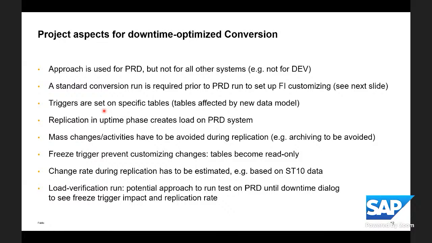The software update manager has to consider the end user activity. This is done by triggers. So on specific tables that are undergoing the data conversion, the software update manager will set triggers. And in the uptime phase, based on those trigger activities, there's replication ongoing. So additional processes are running that create load on the productive system. So you need a test run to see whether this load is not disturbing your end users on the productive system while this is still in uptime processing.